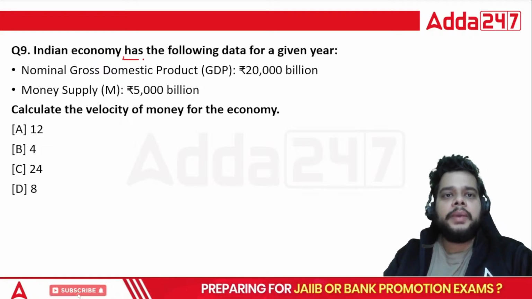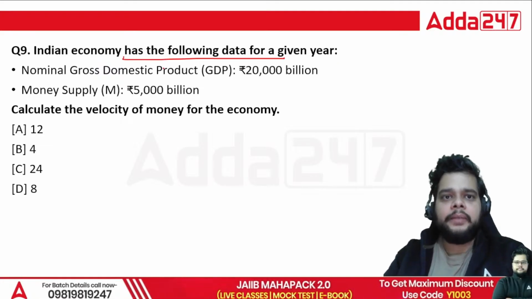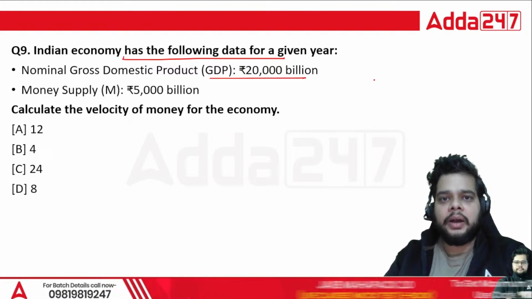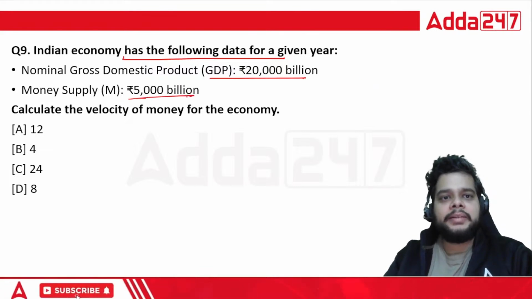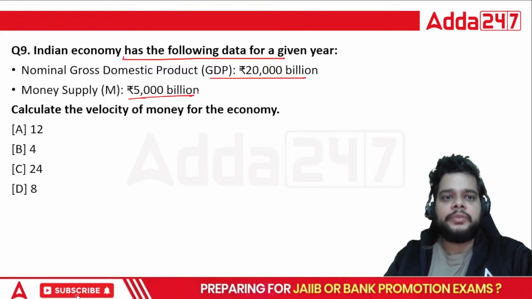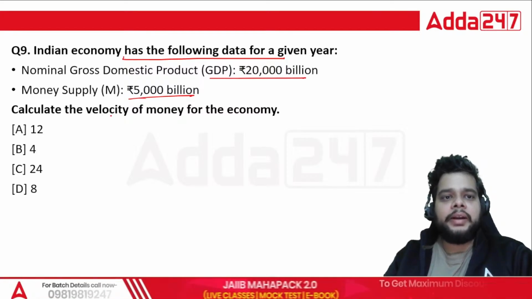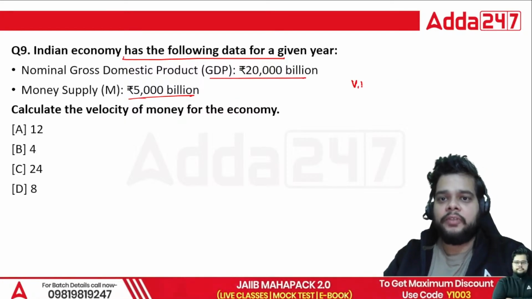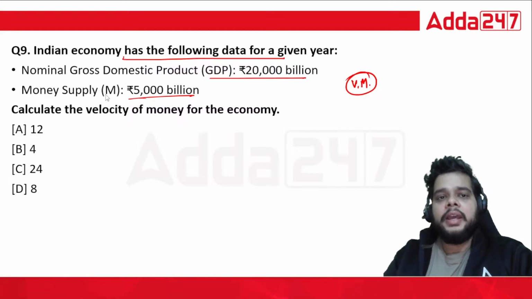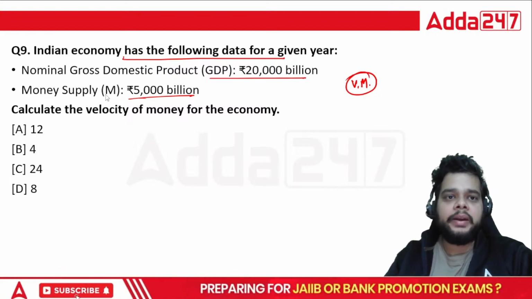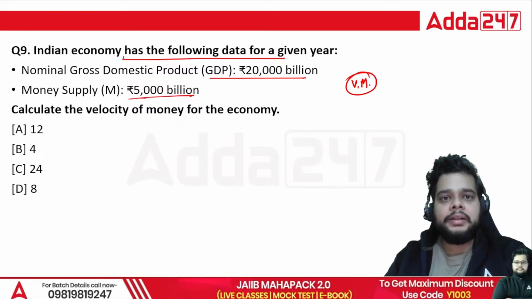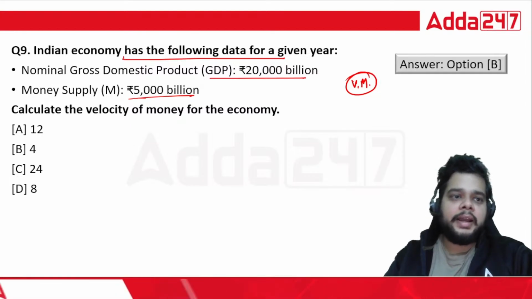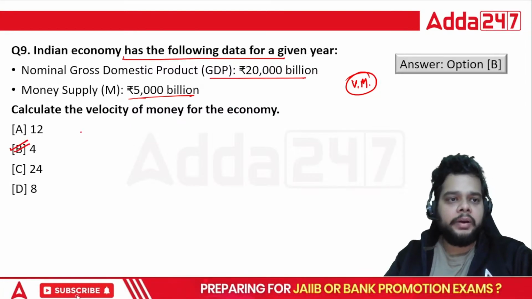Next, Indian economy has the following data for a given year. GDP is given as 20,000 billion rupees. Money supply is given as 5,000 billion. You have to calculate the velocity of money. So what is the formula for velocity of money? If you already know, it is a very easy question. Fine. Simply the nominal GDP divided by your money supply will give the answer as 4. That will be the velocity of money.